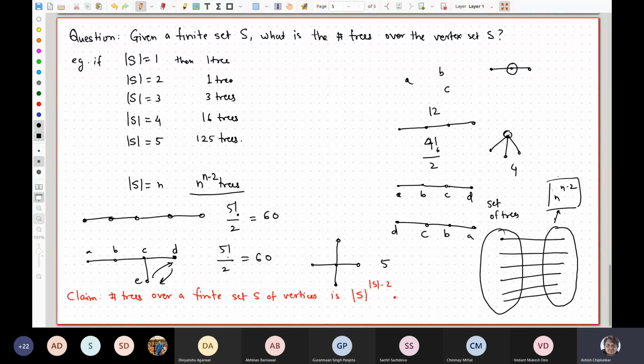So this is the set of arrays of size n minus 2, each element being an element out of a set of size n. We have already S, right? So each entry being an element of S. Let me put it that way.